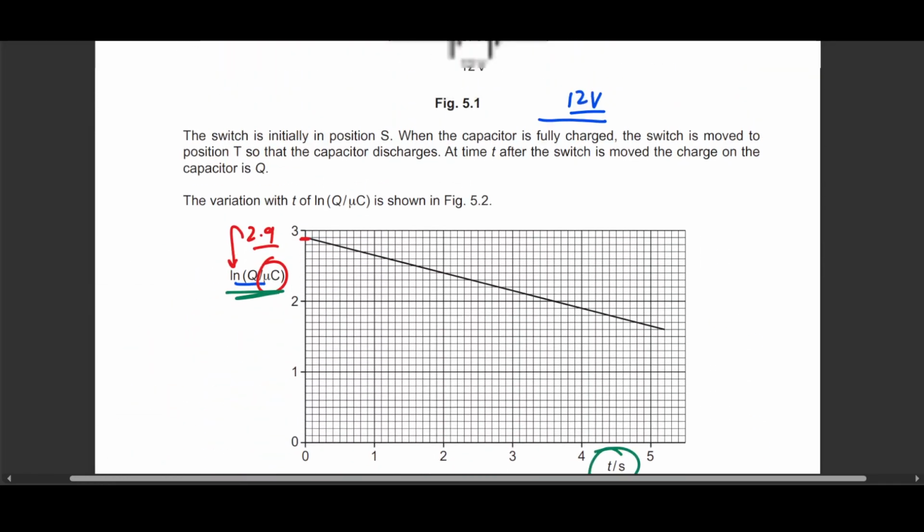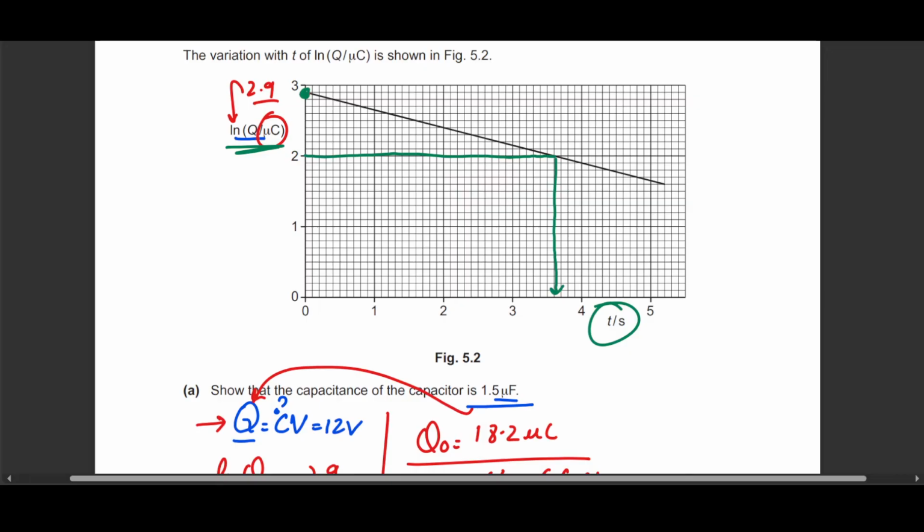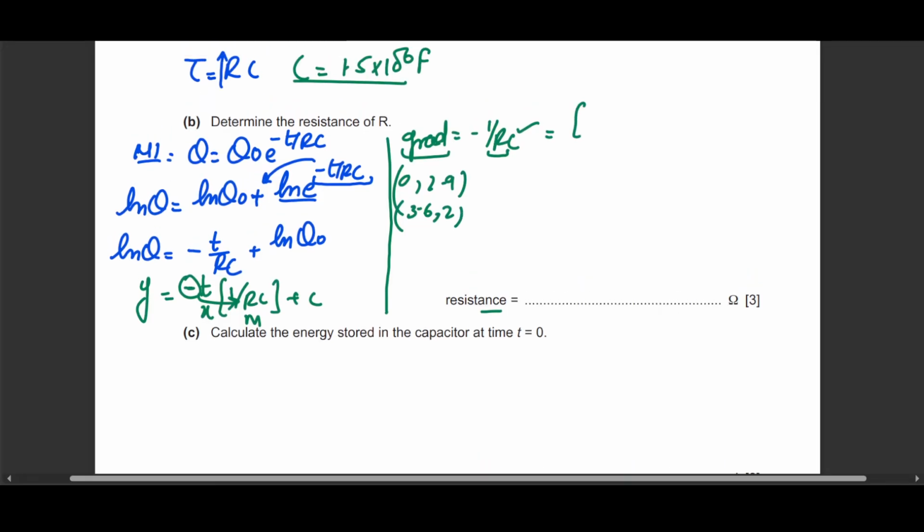So for the gradient, we can choose any two values. You can choose the starting point. The points that I have selected for the gradient are 2 and 2.9. So this is the second coordinate that I have selected. At this location, this value for me was 3.6. So the first coordinate is this one and the second coordinate is this one. I'm writing them down over here. So the first coordinate was 0, 2.9, and the second coordinate was 3.6, 2.